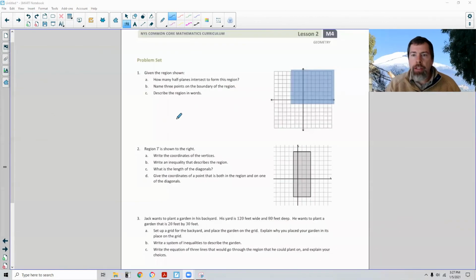Okay, page 6 brings us to the end of lesson 2. Go to your problem set.